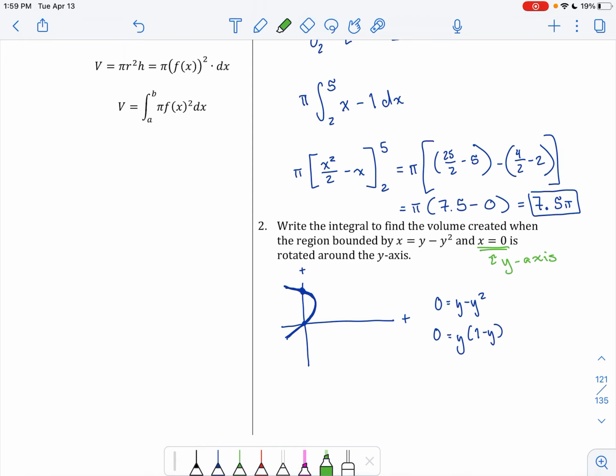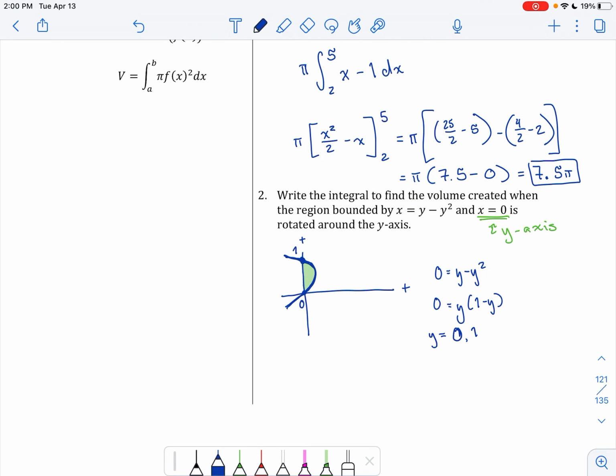So what this tells us here is that this is the region that is bounded by the parabola and the axis, and we have our bounds 1 and 0 from the quadratic factored here. So those are our bounds, and since we're going around the y-axis and our function is in terms of y, we can just use this same formula but with the variable changed. So f of y squared dy. All it is, is changing the variable.